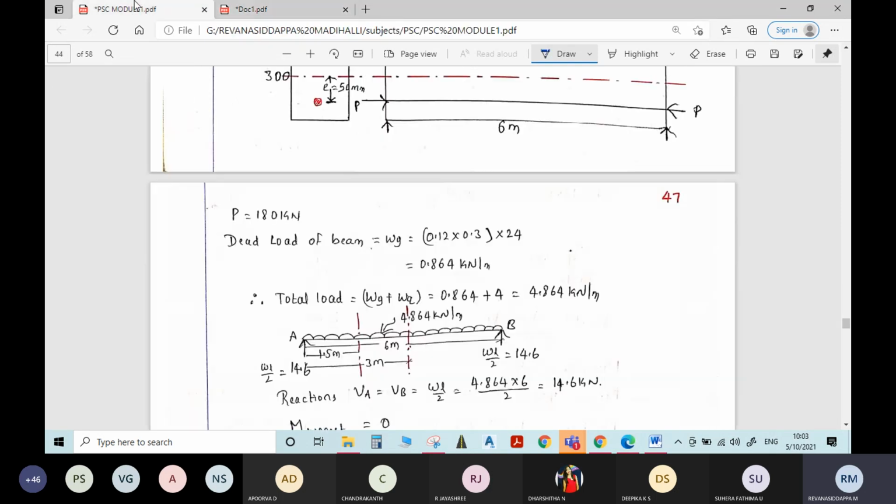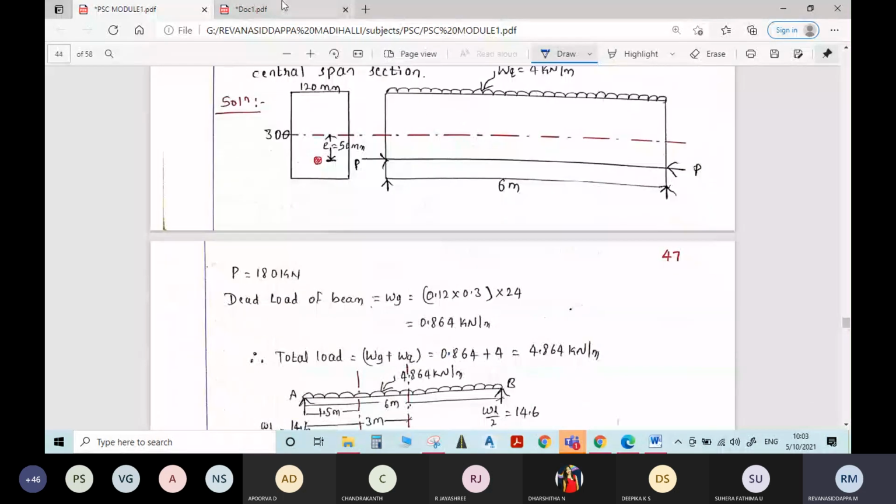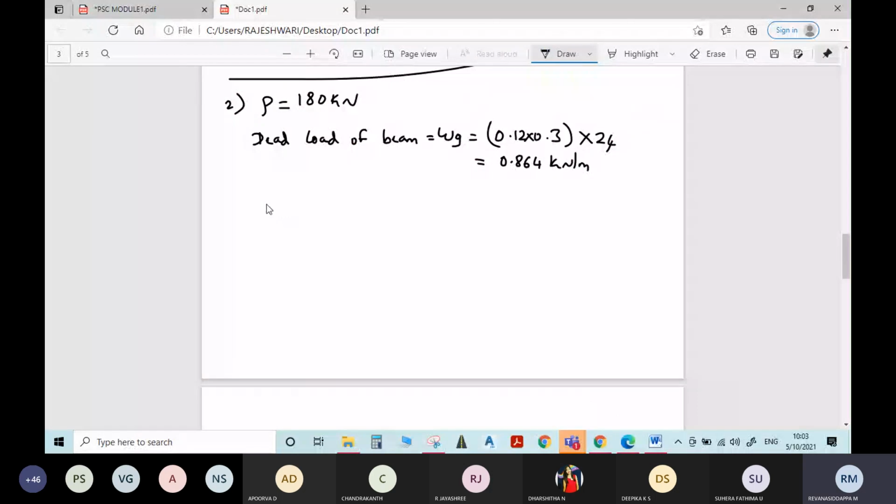Live load is given, that is 4 kilonewton per meter. The total UDL on the beam becomes how much? Therefore, the total UDL is equal to 4 plus 0.864, which is 4.864 kilonewton per meter.